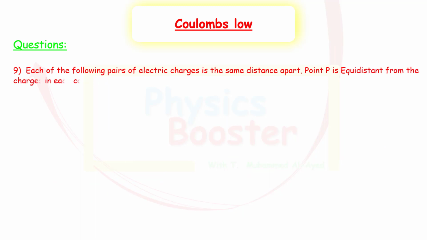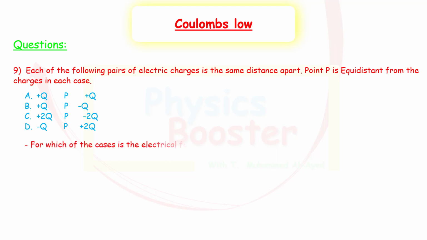Each of the following pairs of electrical charges is the same distance apart. Point P is equidistant. Equidistant means it's in the middle. So point P is equidistant from the charges in each case. Okay, so we have case A, B, C, D, and P is in the middle in all cases. So first part of the question, for which of these cases is the electrical force on P equal to 0?